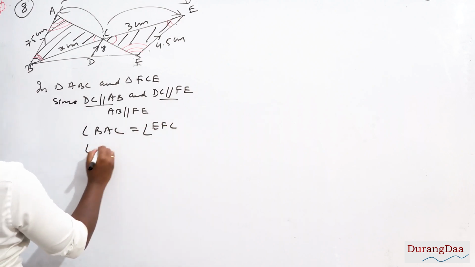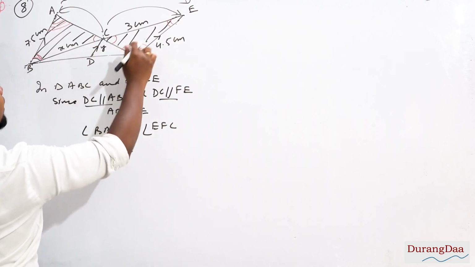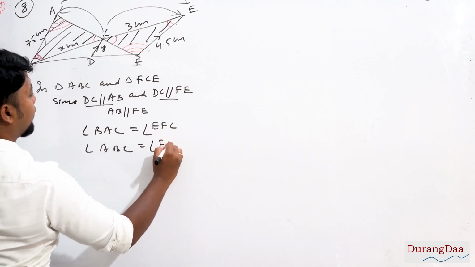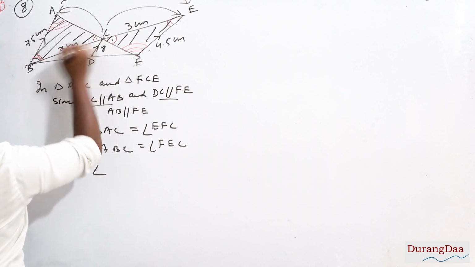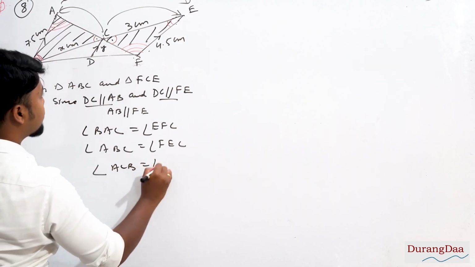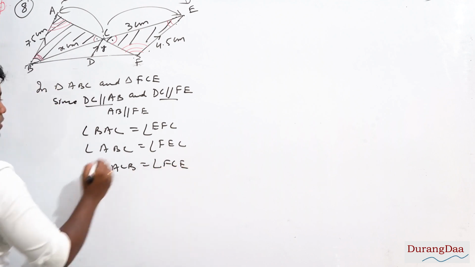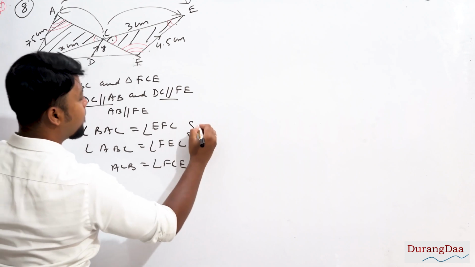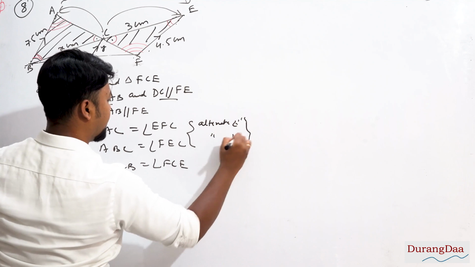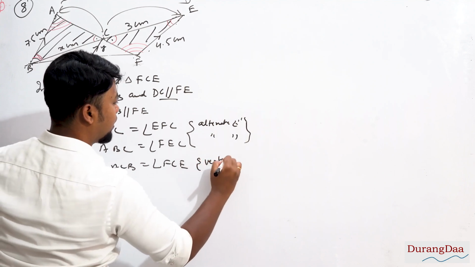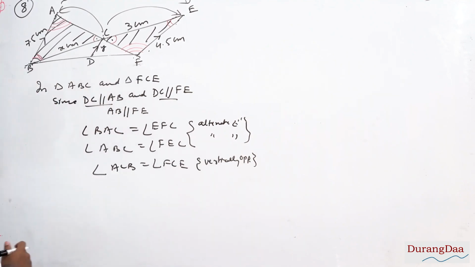Second one, angle ABC equal to angle FEC, and last one, the vertically opposite one, angle ACB equals to angle FCE. All right. So reason for these two would be alternate angles, and this one is vertically opposite. Don't forget to write the reason, because you will lose marks here.